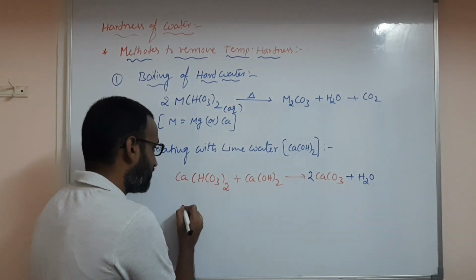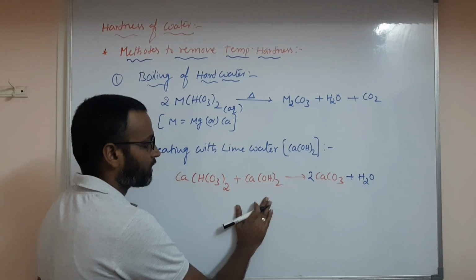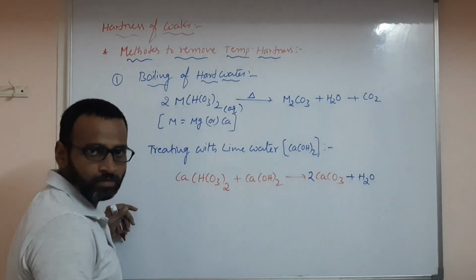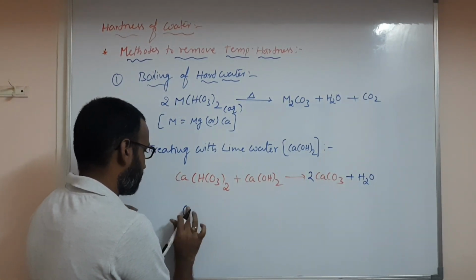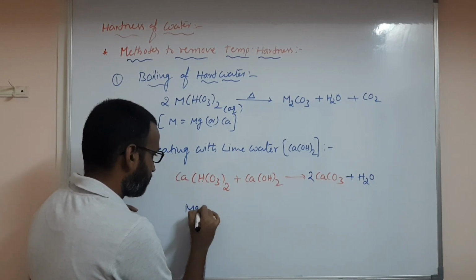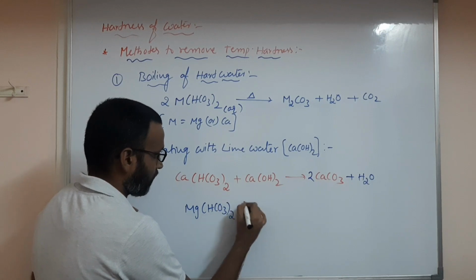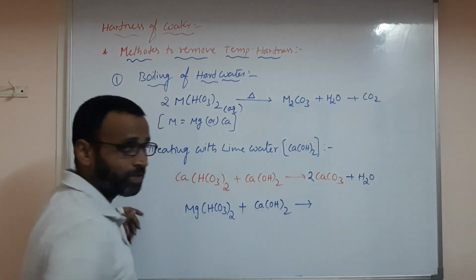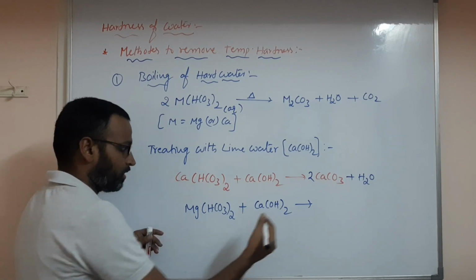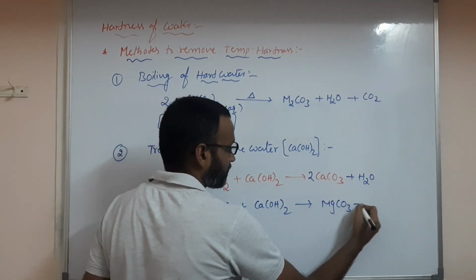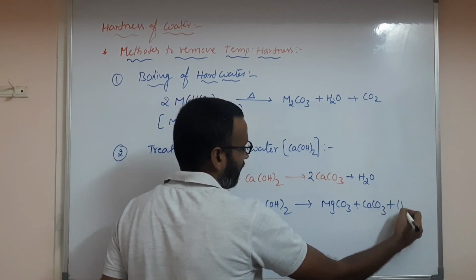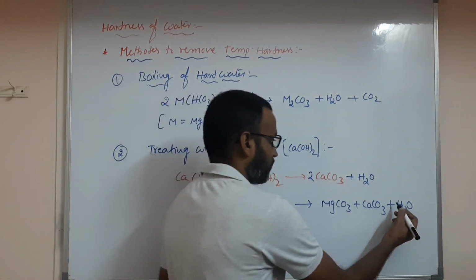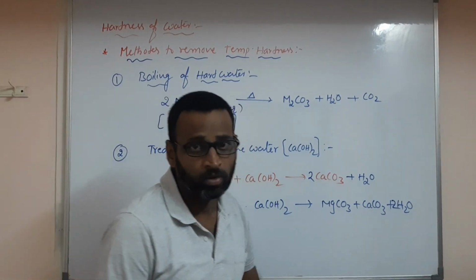If you see magnesium bicarbonate with calcium hydroxide, what do you have? Magnesium carbonate, calcium carbonate and water. I will write the reaction: instead of calcium bicarbonate, I will take Mg(HCO3)2 reacting with Ca(OH)2. Here you have 2 moles of calcium carbonate, but here you have MgCO3 plus CaCO3 plus H2O. Don't worry about the number of moles of water.